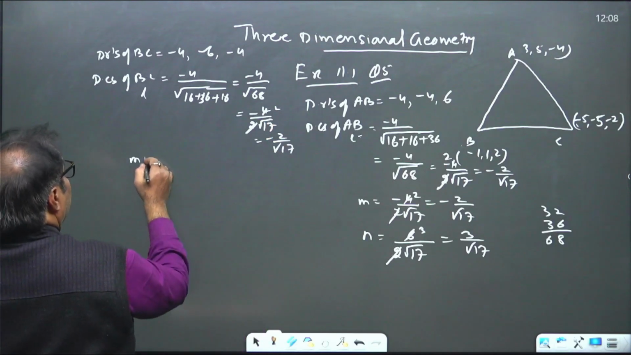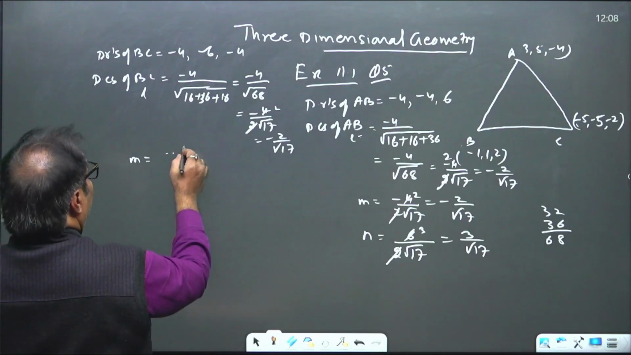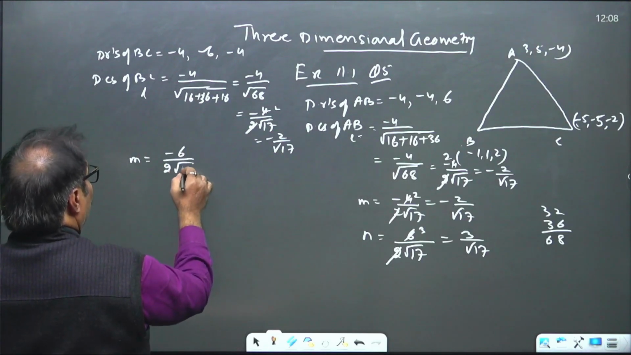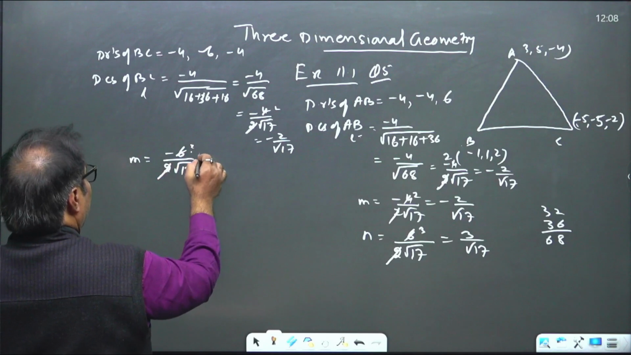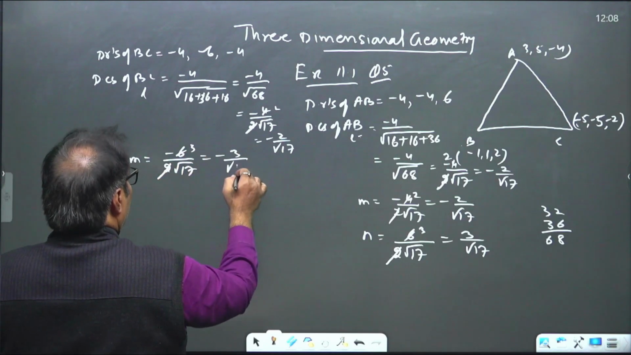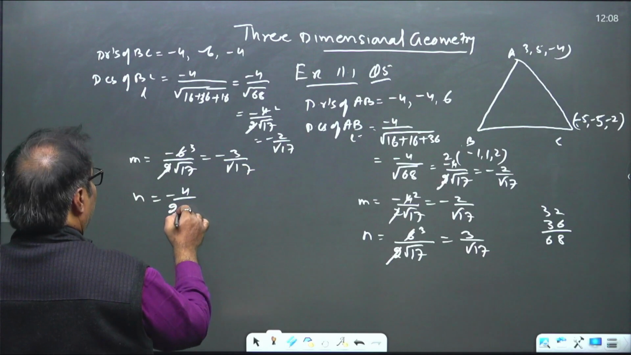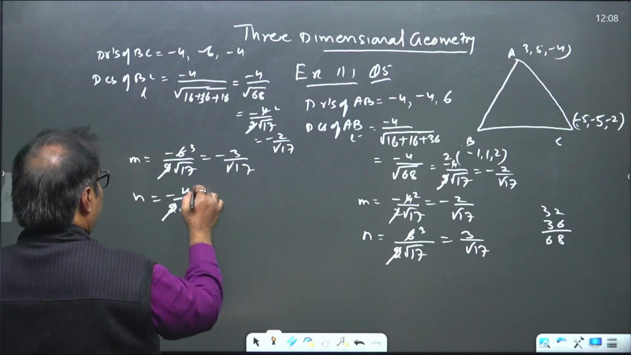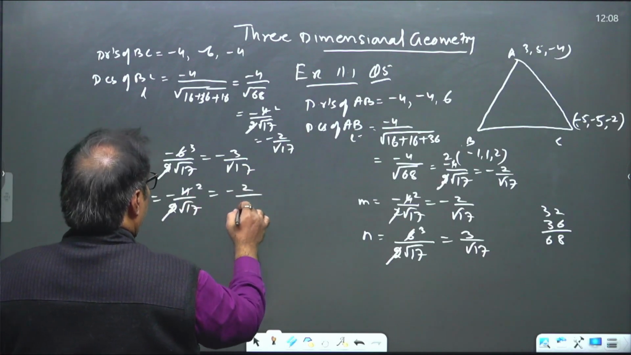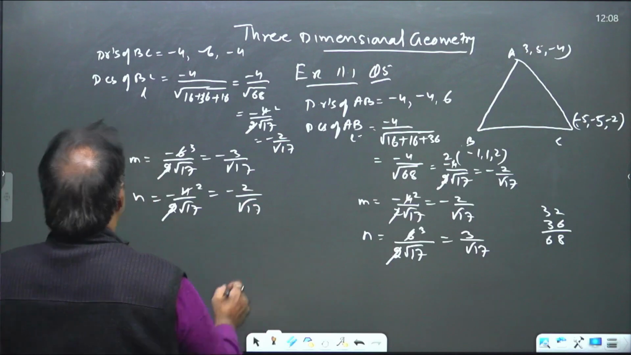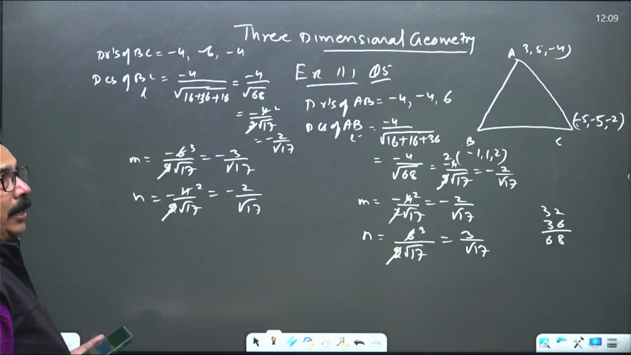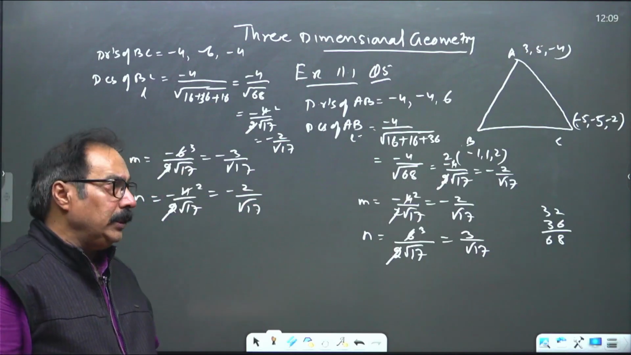Now M is equal to minus 6 upon twice of root over 17. So this cancels out, minus 3 upon root over 17. And N is equal to minus 4 upon twice of root 17. So this is cancelled, so minus 2 upon root over 17. So now we have calculated the direction cosines of BC.